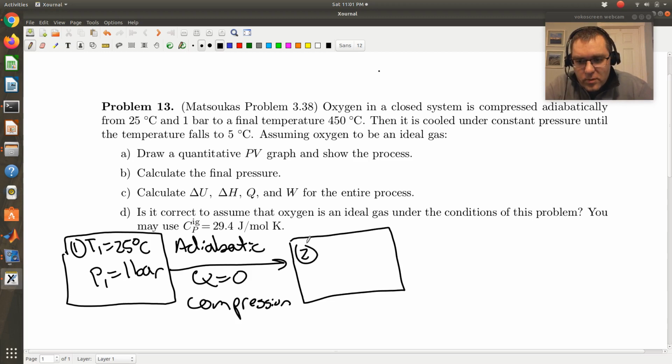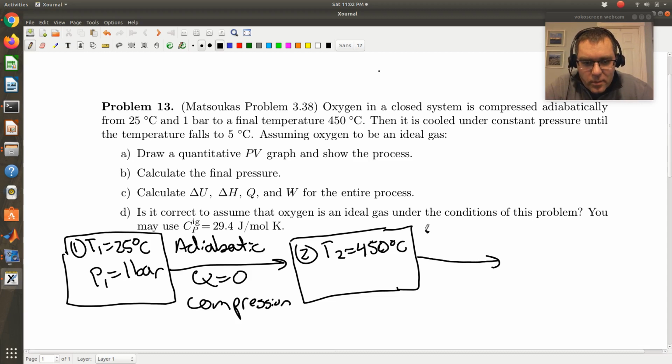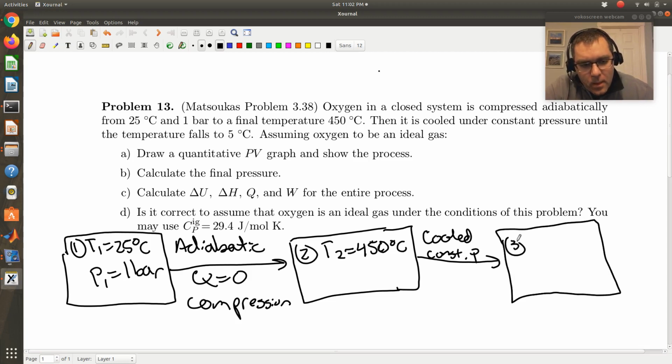So in state 2, it's being adiabatically compressed to temperature T2 of 450 degrees C. And then from there, our system at 450 degrees C is next being cooled under constant pressure to a system at a final temperature of 5 degrees C. I'll just make a note that P3 is equal to P2.